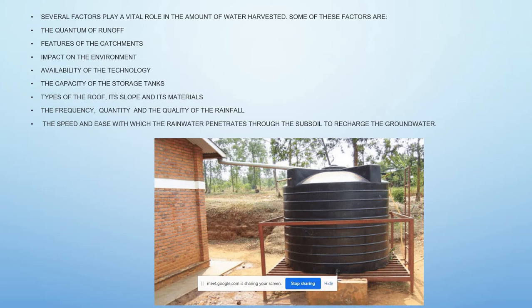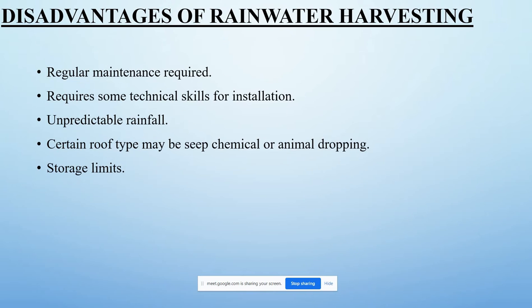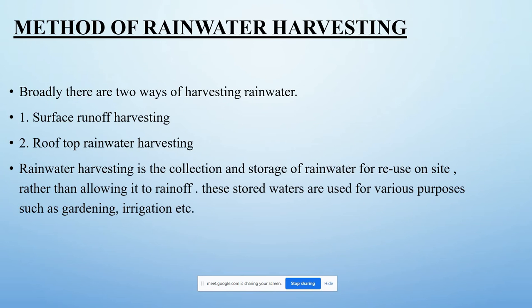There are two types of methods: surface runoff harvesting and rooftop rainwater harvesting. Surface runoff harvesting. Surface runoff rainwater harvesting is a method of collecting rainwater flowing along the ground during the rain, which will be collected through a tank below the surface of the ground for irrigation and other purposes. And another method, rooftop rainwater harvesting.